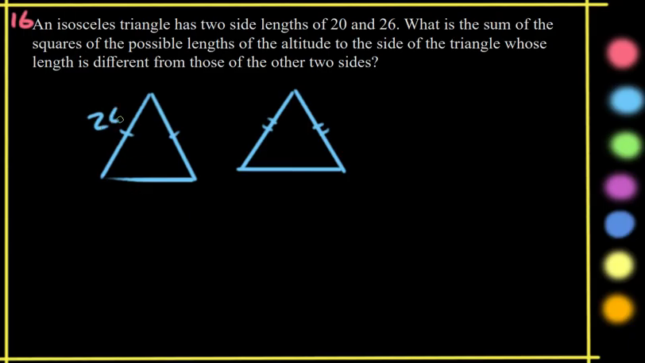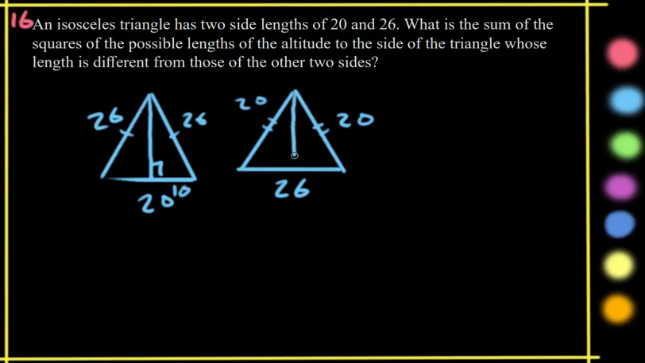So there's the case where you've got a 26 and a 26, there are two 26s, and there's the case where you've got two 20s. And so for both of these, you can take half of the base, and that forms a right triangle with the length of the other side. And from here, you can use the Pythagorean theorem to find the square of the altitude. And so that's not too bad. We just do 26 squared minus 10 squared.